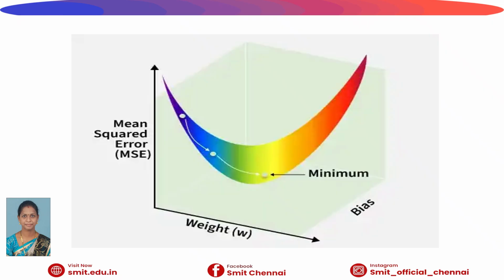The working of gradient descent involves four steps. First, random values are assigned to weights and bias. Second, the algorithm calculates how the loss changes with respect to these parameters. Third, the parameters are updated to reduce the prediction error. Finally, the process is repeated until the loss becomes very small and the best model parameters are obtained.